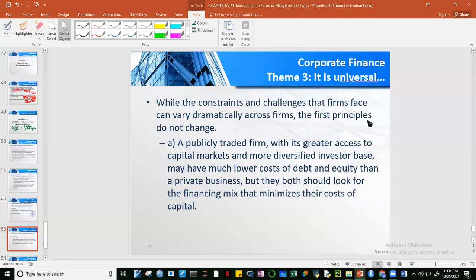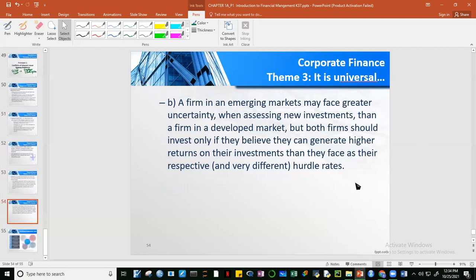And lastly, it is universal also. Whether it's publicly traded or private, guys, the decision is still to find a financing mix that minimizes the cost of capital. Ganun din dito, guys, whether it's an emerging market or a developed market, ganun pa rin. Yung returns dapat ng investment should be greater than hurdle rates. So in whatever type of business, guys, it's always the same.